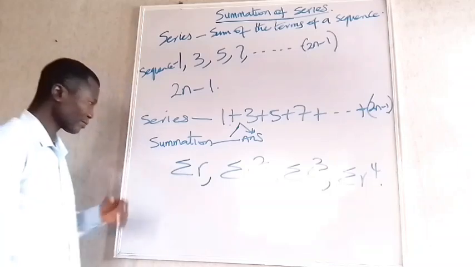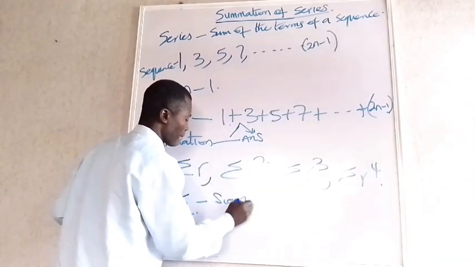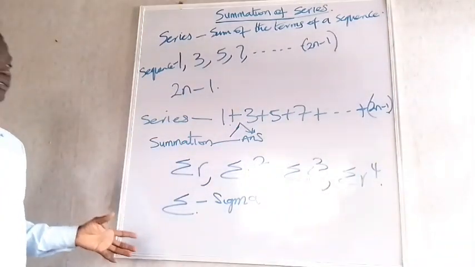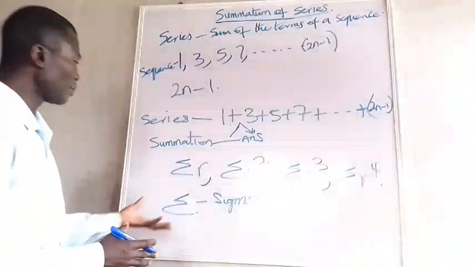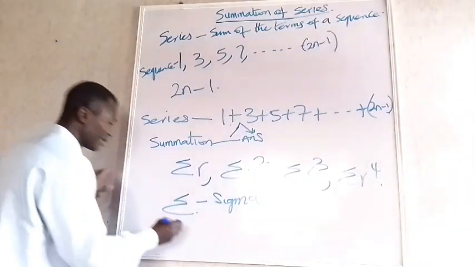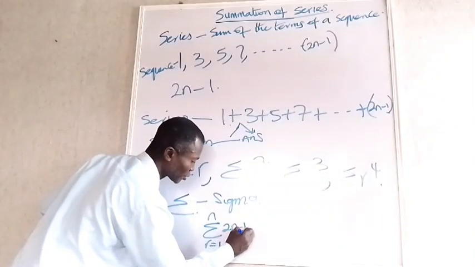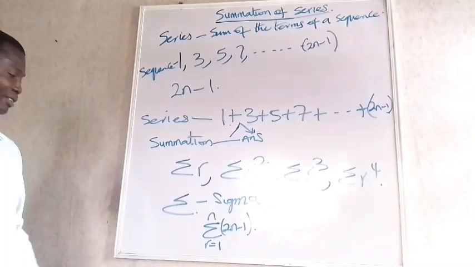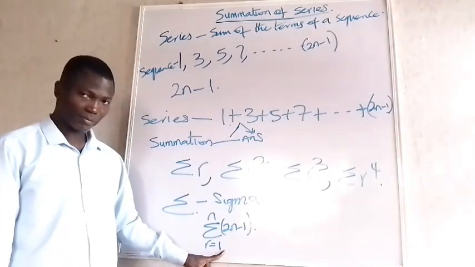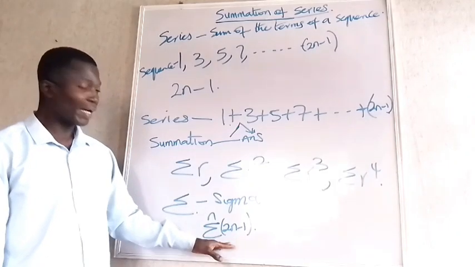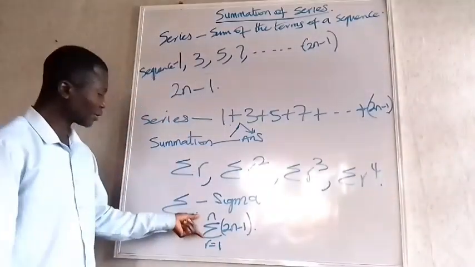Before we go further, we need to understand what this sigma notation is about. This sigma notation is about summation, and it is used to define the summation within a certain range. If I have something like this, from r equals 1 for 2n minus 1, it means that I will start using this formula from 1 to define the sequence from 1 to n, and I will add everything. So this sigma notation is for summation.